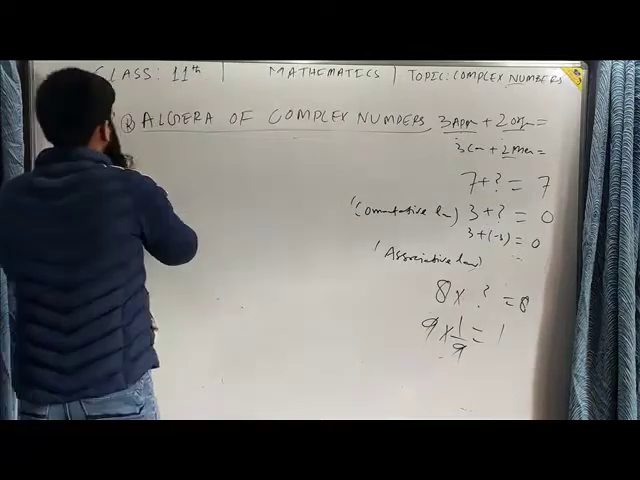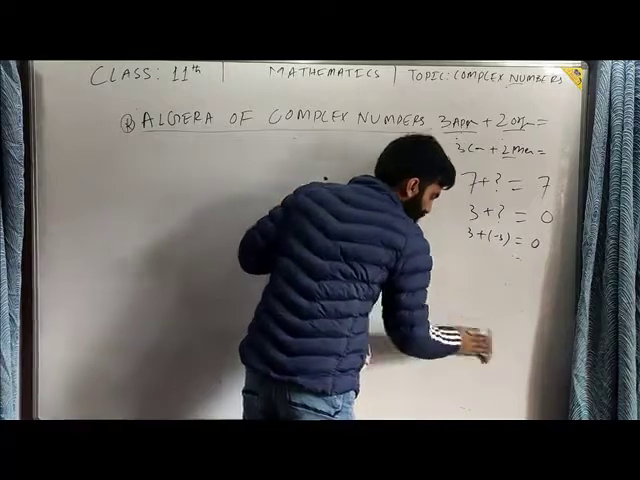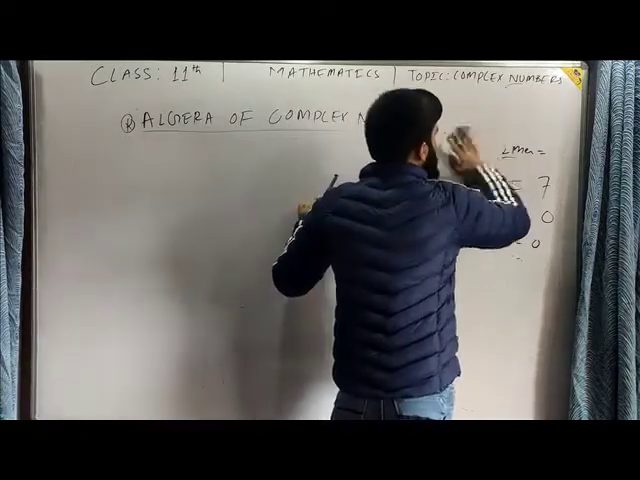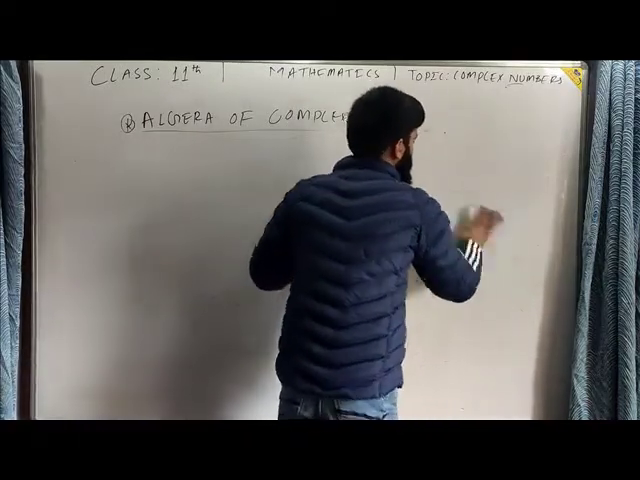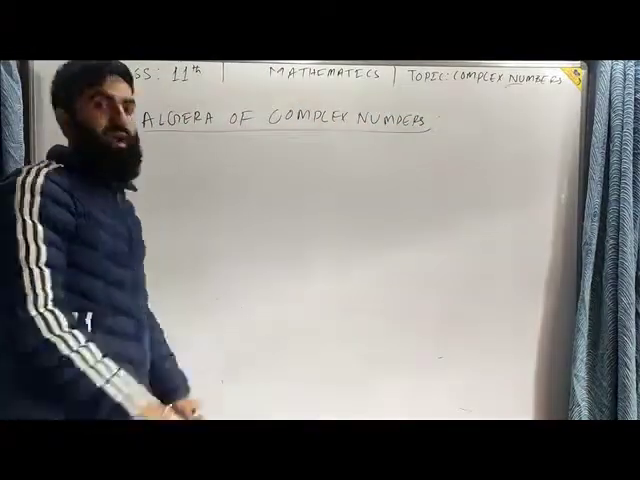So these were the basics regarding the addition of complex numbers. We understood the commutative law, the associative law, the existence of additive inverse, and the existence of additive identity.